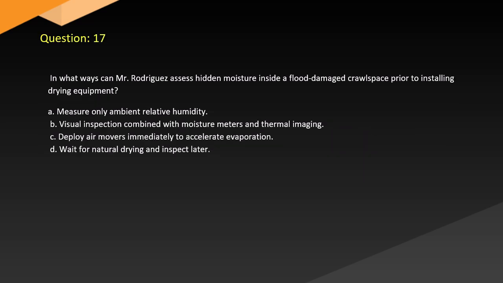Question 17. In what ways can Mr. Rodriguez assess hidden moisture inside a flood-damaged crawl space prior to installing drying equipment? A. Measure only ambient relative humidity. B. Visual inspection combined with moisture meters and thermal imaging. C. Deploy air movers immediately to accelerate evaporation. D. Wait for natural drying and inspect later.